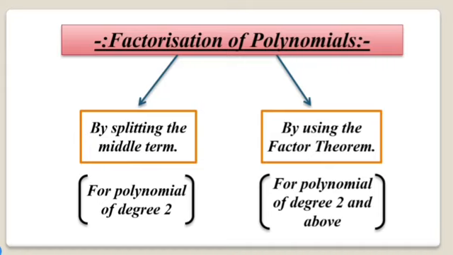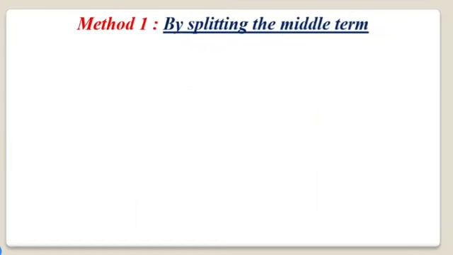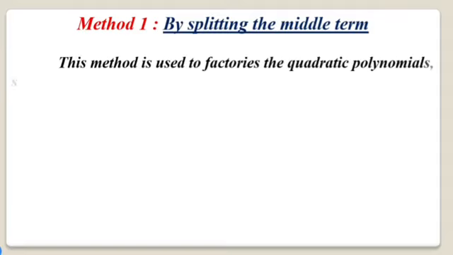So in this video we are going to study only method 1, that means by splitting the middle term. This method is used to factorize quadratic polynomials. I hope everyone knows what we mean by a quadratic polynomial: a polynomial that contains degree 2. Now we are going to consider the general form of a quadratic polynomial.